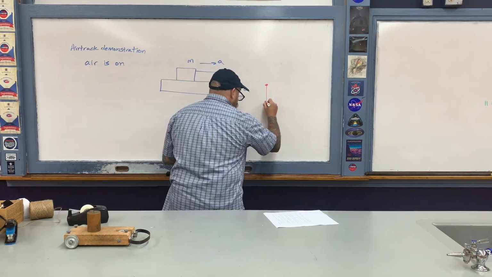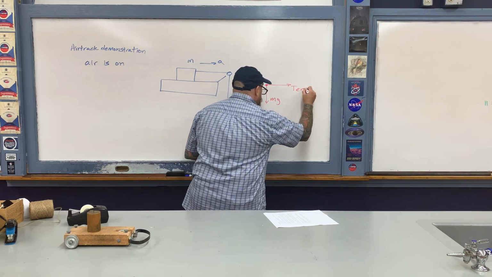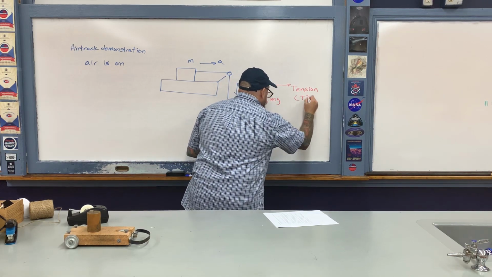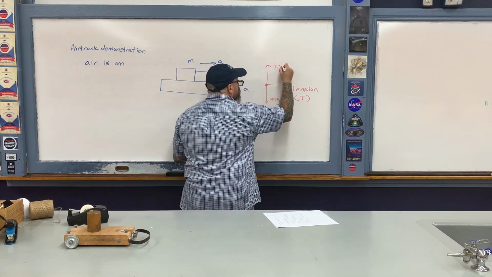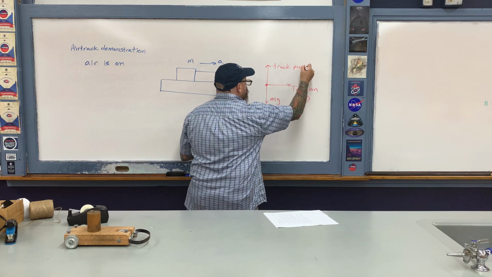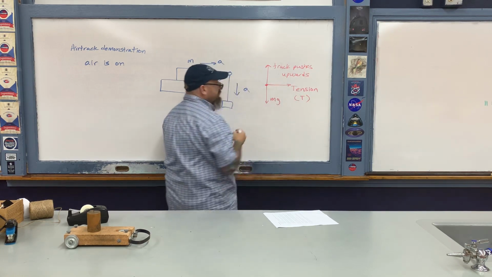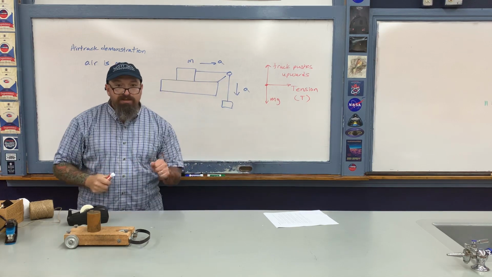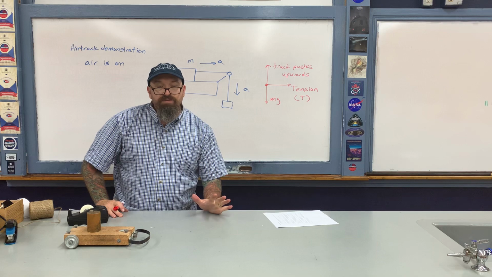We have, first of all, the weight, mg, tension to the right-hand side. Tension, by the way, is usually abbreviated as capital T. And then I also said earlier that somehow the track pushes upwards. When I originally stated this force in the earlier lecture, I said we will come back to this and understand where this force comes from. It comes from Newton's third law.